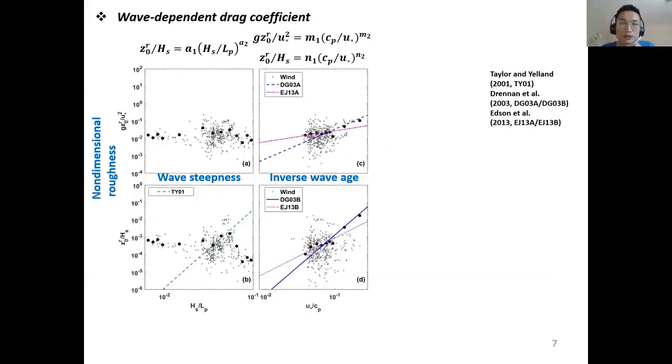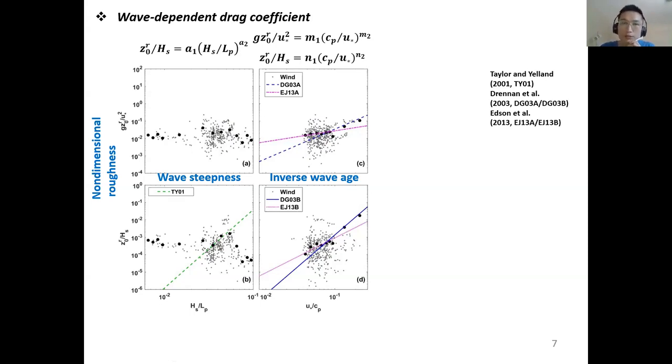As we mentioned above, the wave-dependent drag coefficient is usually described by the non-dimensional roughness as a function of wave steepness or wave age. Here we show the calculated values of the non-dimensional roughness using observational data in terms of the wave steepness and inverse wave age. We can see that the non-dimensional roughness has a stronger correlation in comparison between these two different variables. In other words, it has a strong correlation with inverse wave age.